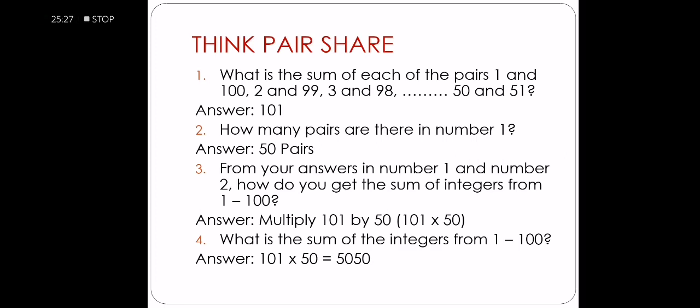So, from your answer in number 1 and number 2, how do you get the sum of integers from 1 to 100? So, since meron tayong 50 pairs, okay, so sa 50 pairs na yon, pag pinag-add natin yung each pair, meron tayong 101. So, para makuha natin yung sagot, it is simply 101 times 50. And the last is, what is the sum of the integers from 1 to 100? So, we're just going to multiply 101 by 50, and that is 5,050.